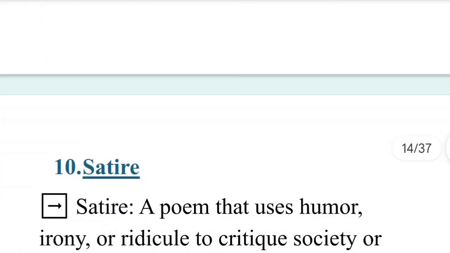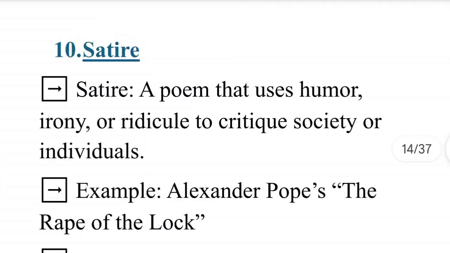And the 10th type, that is satire, satirical poem. A poem that uses humor, irony, ridicule to critique society or individuals. This form of poetry, satire, is used to express humor, irony, and ridicule of any concept or anything in society, to ridicule any person or any tradition. The poets used satire poem as a form to express their critique.